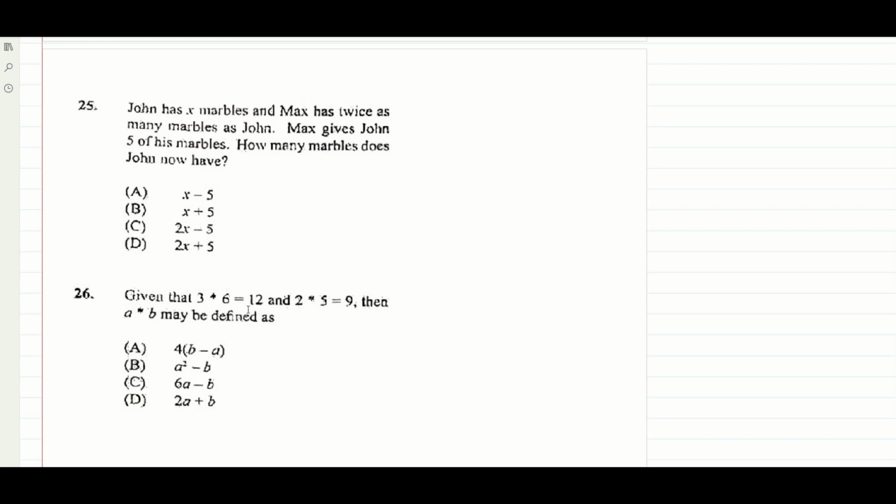Right, John has x marbles, so let's write that down. John is equal to x marbles. Max has twice as many as John, so Max would be 2 times x, which equals 2x. Max gives John 5 of his marbles. How many marbles does John have now?